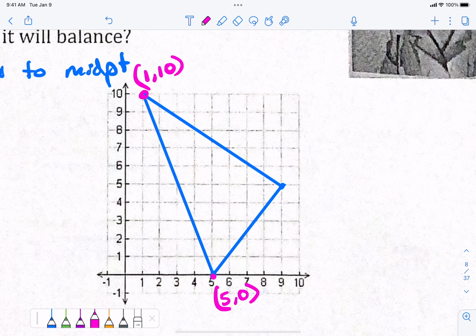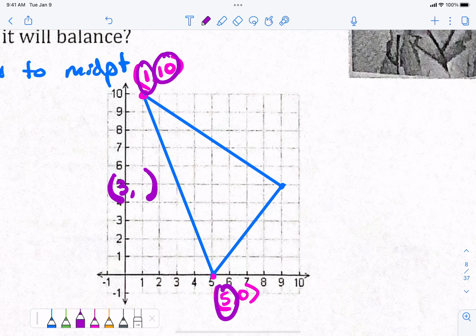How do you find the midpoint? What is the midpoint formula? Finding the midpoint is like finding the average. So I'm averaging them together, right? Midpoint is like average. So I'm averaging 1 and 5. If I average 1 and 5 together, I add them together and divide by 2. 1 plus 5 divided by 2 is 3.